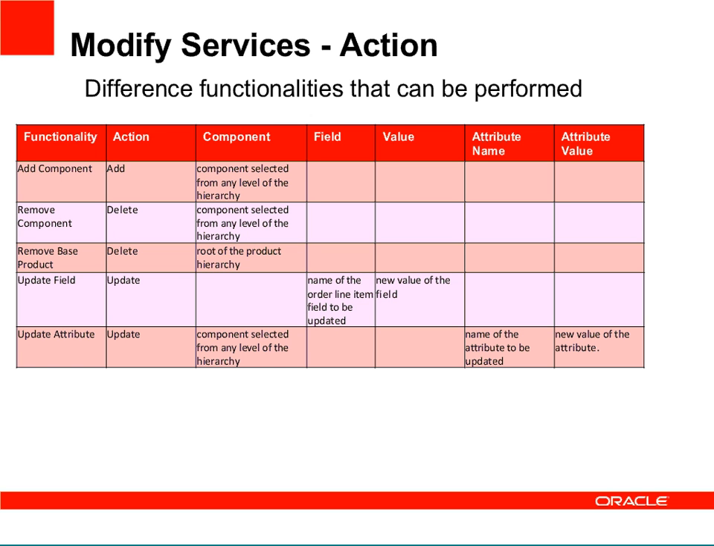To update field, set the action code to update, specify name of the order line item field to be updated in the field column. New value of the field should be provided in the value column. As part of modify, even the attribute values can be changed. For that, set the action to update. In the attribute field, select the attribute name, and in the attribute value field, select the new value. Once done, validate and submit the request, and check for any exceptions, resolve it and resubmit.